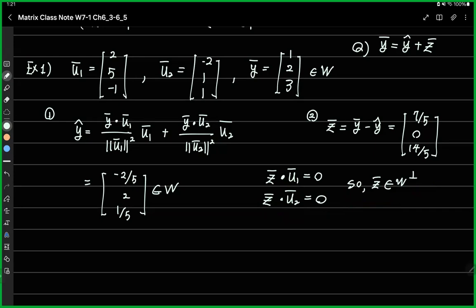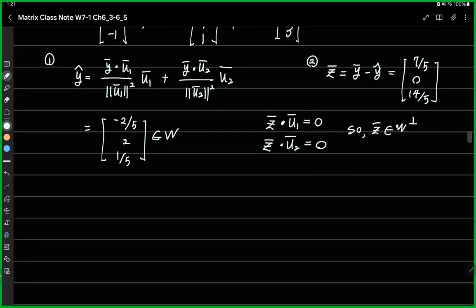Okay, next one, best approximation theorem. The best.